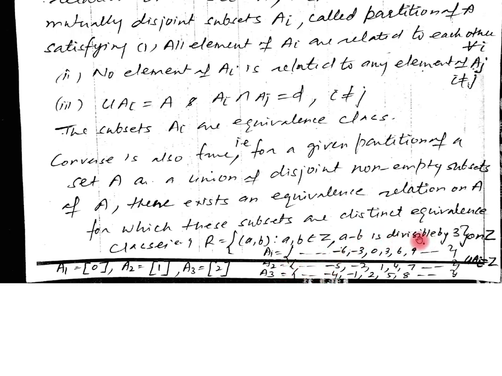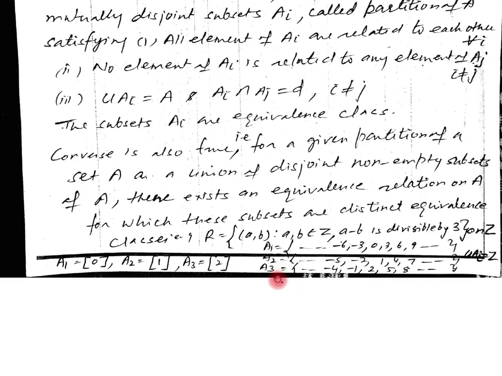When we divide the difference by 3, either the remainder will be 0, 1 or 2. Now here, for A2, we can choose the elements minus 5, minus 2, 1, 4, 7, because the difference of these elements is divisible by 3. Similarly, I have taken A3. We can take the elements minus 4, minus 1, 2, 5, 8. The difference of any two of these elements is again divisible by 3.